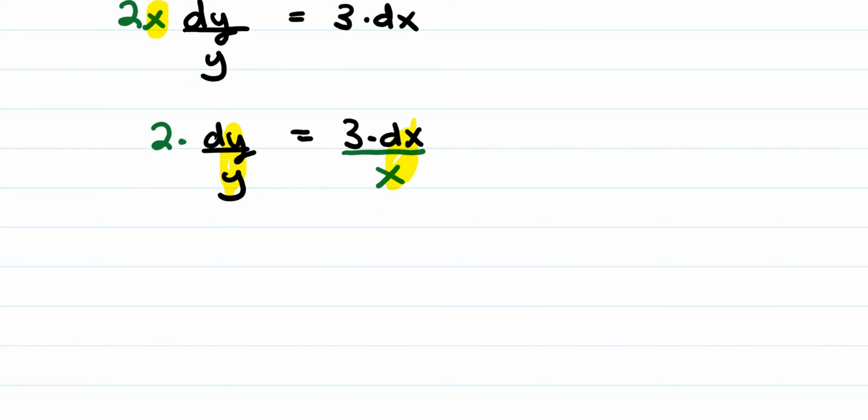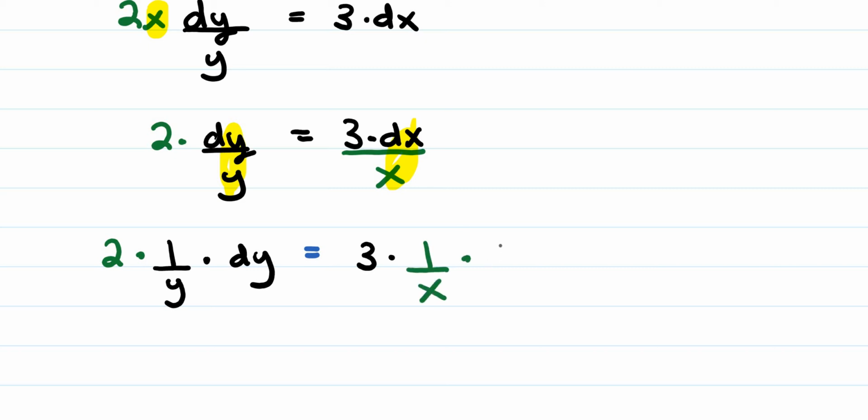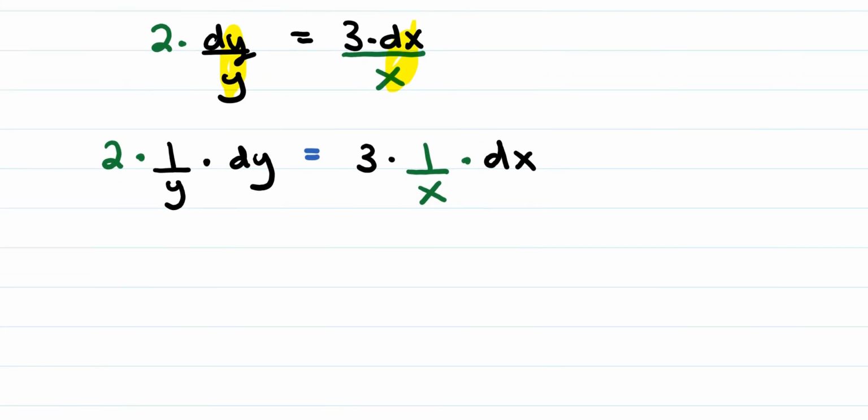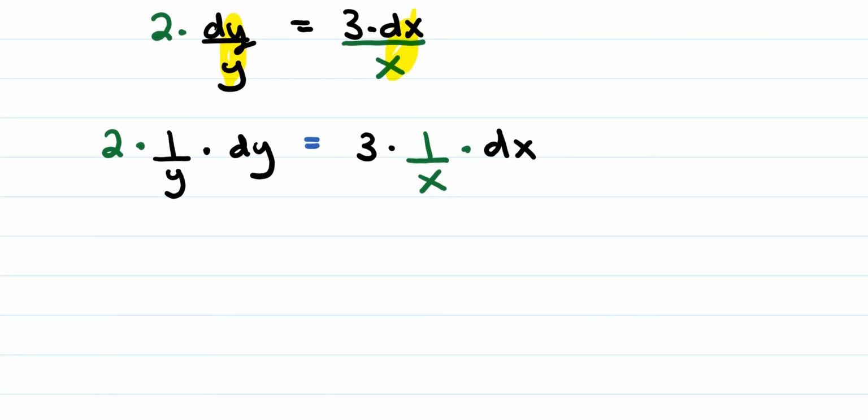Okay, so let me go ahead and rewrite this in a way so that I can find the antiderivative on my next step. So I have a 2 here, and I'll multiply that by 1 over y times dy. I'm just splitting that apart. And then on the right hand side, I have 3 times 1 over x times dx. You don't have to split it up like that, but I do that because it helps me with my next step. I know for my next step I need to solve for y, and that means I need to get rid of the dy. In order for me to get rid of the dy, I need to integrate.